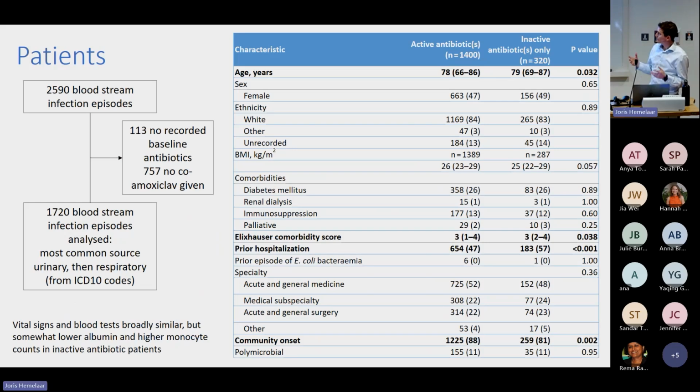So we start out with just over 2,500 bloodstream infections of interest. Quite a few of them are discarded, either because no antibiotics are recorded or because antibiotics other than co-amoxiclav are given. And then we're left with 1,700 bloodstream infection episodes.